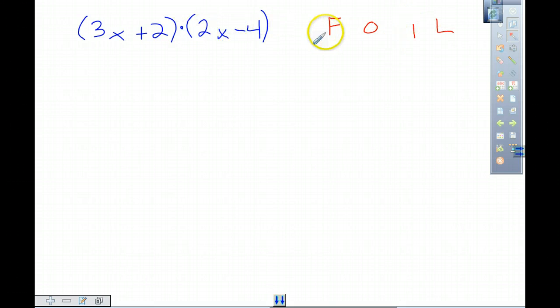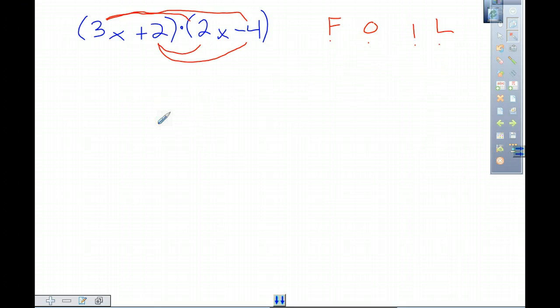It basically tells you to multiply the first terms together in each binomial. These are the first terms, so multiply those together. Multiply the outside terms together, so 3x and negative 4 are on the outside. So multiply those together, 3x times negative 4. The I means inside, multiply those together. And the L meant the last two terms. So basically this told you to do distributive property twice. That's all it says. 3x times 2x, 3x times negative 4, 2 times 2x, and 2 times negative 4.